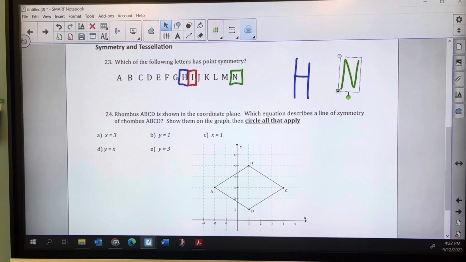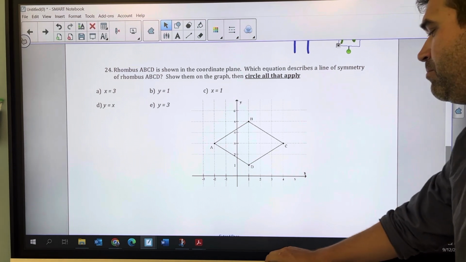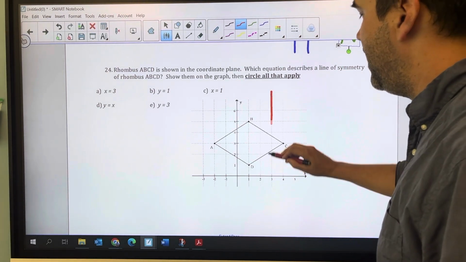Next up, we've got a rhombus. ABCD is shown on the coordinate plane. If you're not sure what a rhombus is, that's okay. You don't need to worry about it. We can just look at it. Which one is a line of symmetry? Remember, a line of symmetry is a line that we can fold that shape over on and it will line up perfectly on itself. X equals 3 is going to be a line right there.